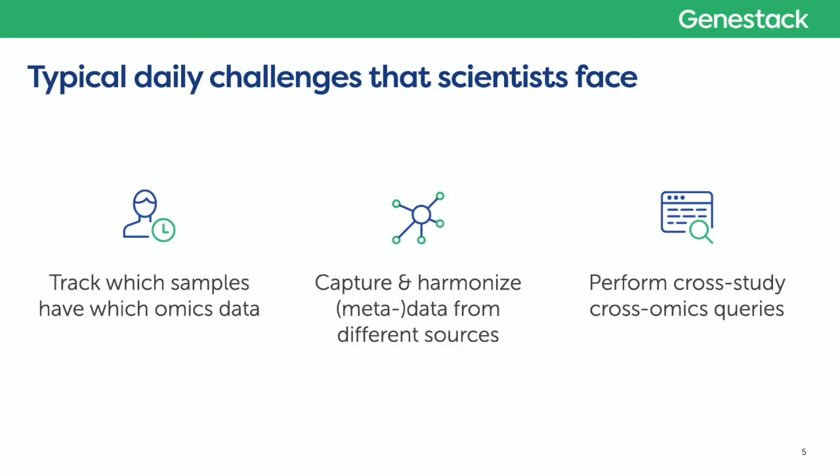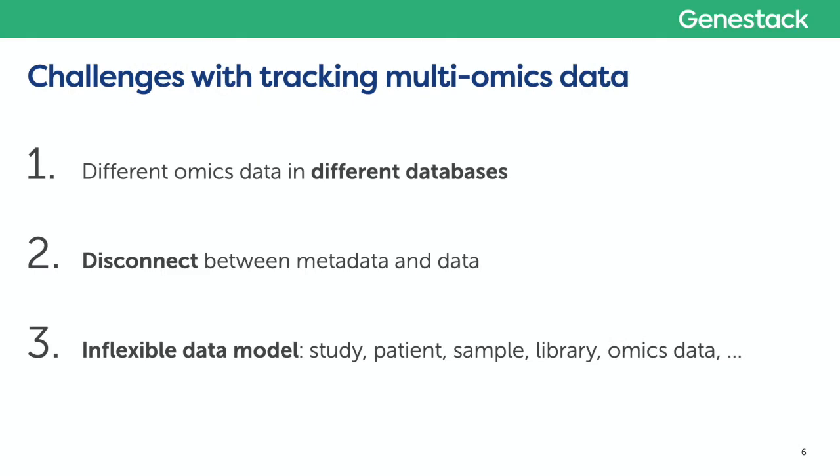So today we'll focus on the three main challenges that many researchers face on a day-to-day basis. First, how to track which samples have which omics data; second, how to capture and harmonize data from different sources; and third, how to perform cross-study and cross-omics queries. For the very first challenge, how to track multiple omics data is the most often asked and important question researchers always have. For example, where's my data? How can I find omics data for a particular sample?